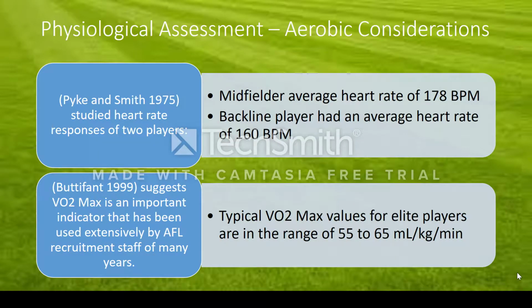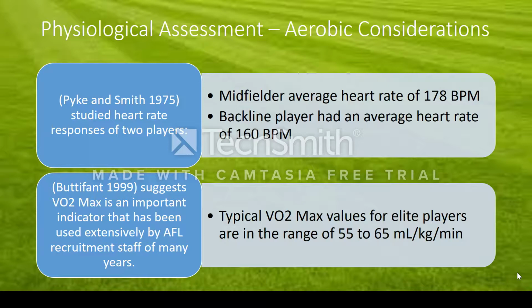It has long been recognised that a strong aerobic capacity is a key requirement of successful players. The ability to distribute oxygen efficiently to the muscle tissues allows players to withstand fatiguing mechanisms, especially given the long duration of the game. Typical relative VO2 max values for elite players are in the range of 55 to 65 mils per kilo a minute.